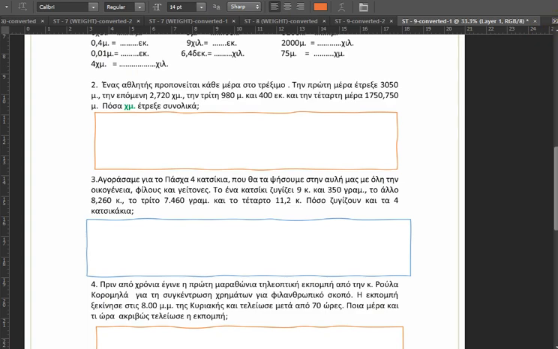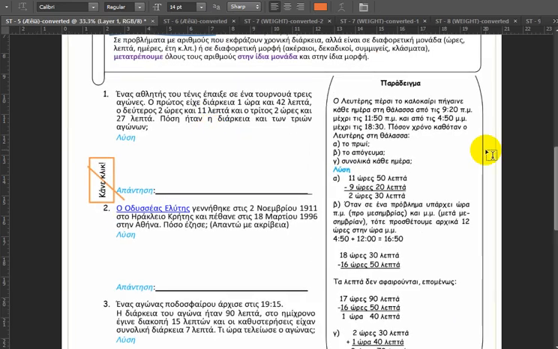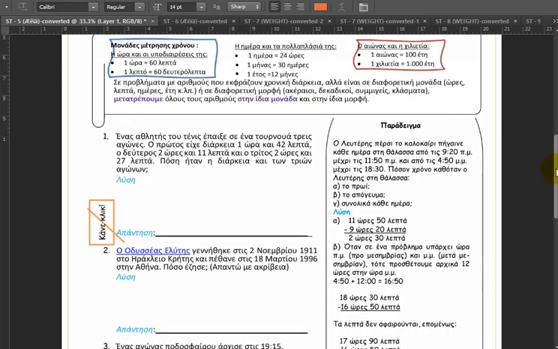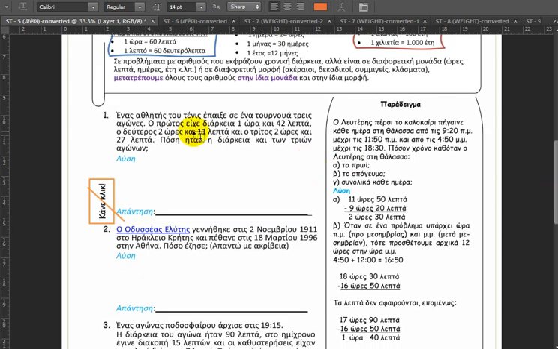We're moving on to exercise 5. This is more of calculations with time. So we're talking here about a tennis athlete who played in a tournament, and his first match was 1 hour and 42 minutes. The second one was 2 hours and 11 minutes, and the third one was 2 hours and 27 minutes. And it asks how much the total was.